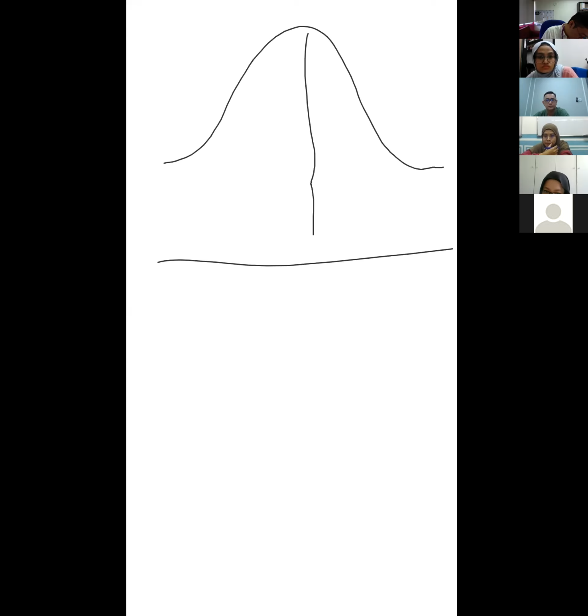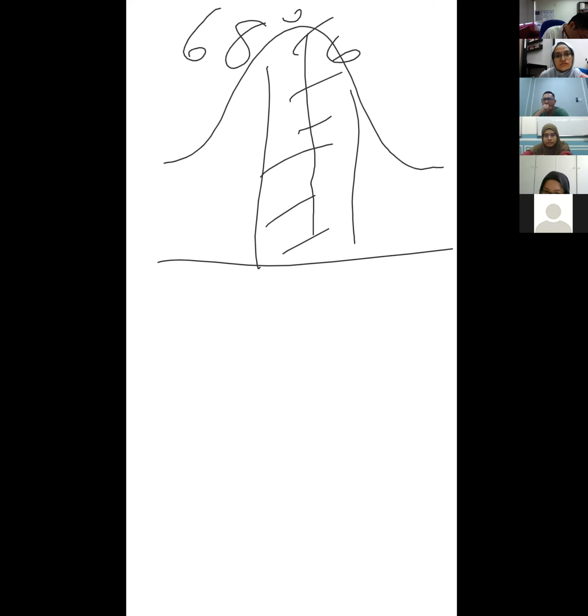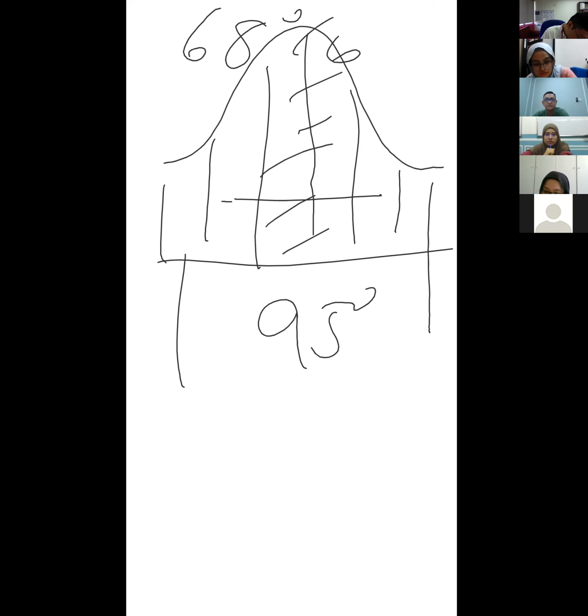Go back to my board. Okay. So you have it like this. One standard deviation covers 68%. Two standard deviations cover 95%. Three standard deviations cover 99%. So this is what we call the empirical rule.